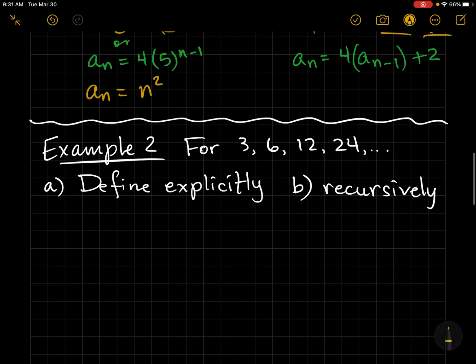Example 2, for the sequence 3, 6, 12, 24, we're going to define it explicitly and also recursively. Before we can do that, let's see what's going on. That's going up by 3, up by 6. That's not a common difference, but I can see we're multiplying by 2. So this is geometric and it has a ratio of 2. Now that we know that, we can use our geometric a sub n formula.